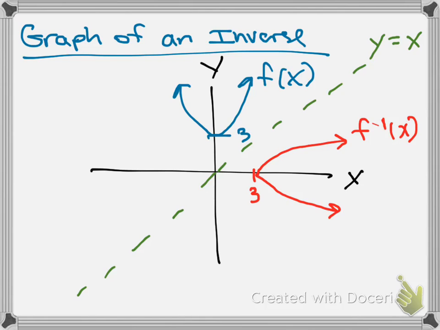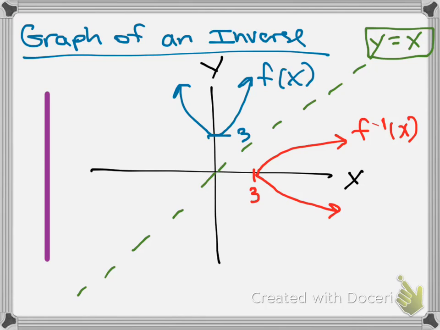And hopefully it makes a bit of sense why these two graphs would be reflections of each other over this particular line, y equals x. And that's because, by definition, a function and its inverse are related to each other simply by switching the x and the y values. So again, this relationship between a function and its inverse always holds. They are always reflections of each other over this line, y equals x.